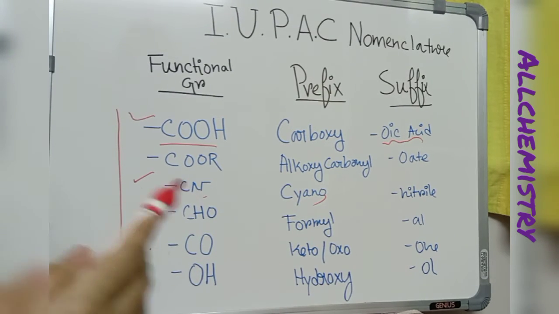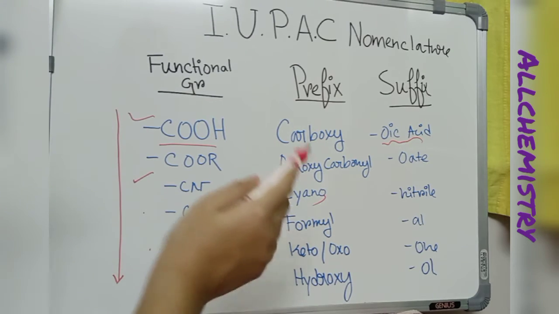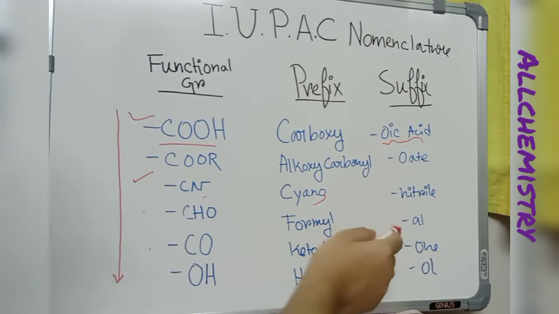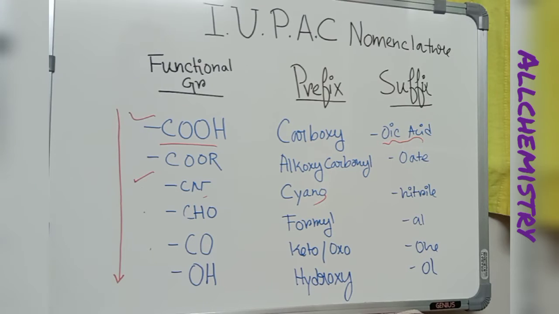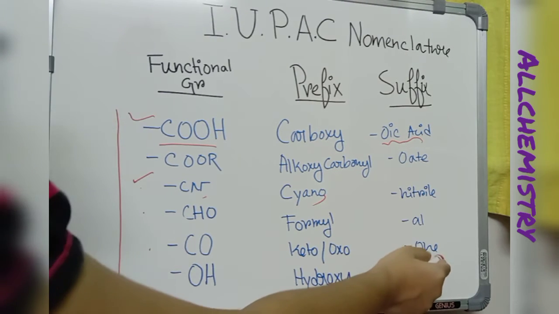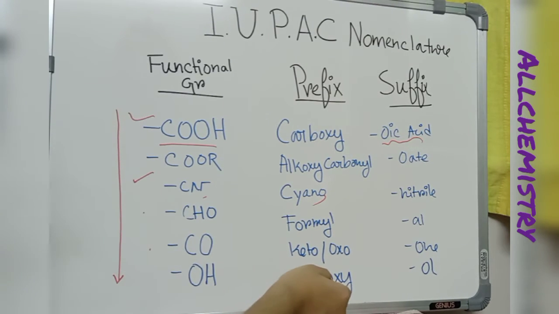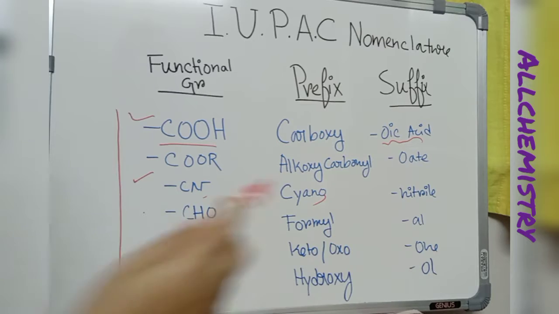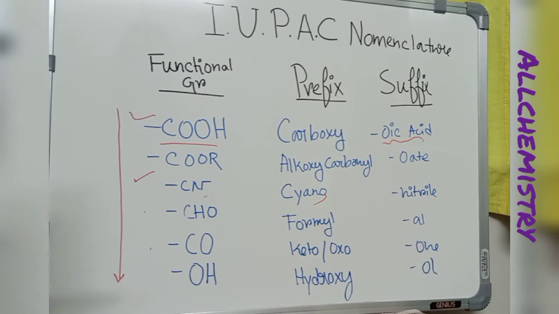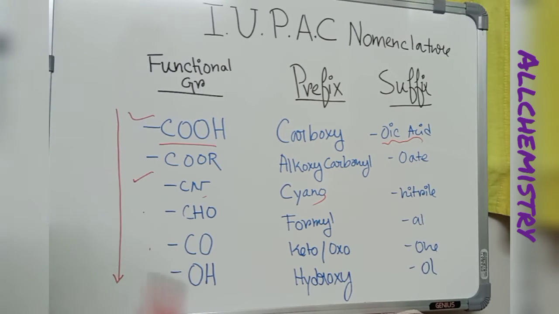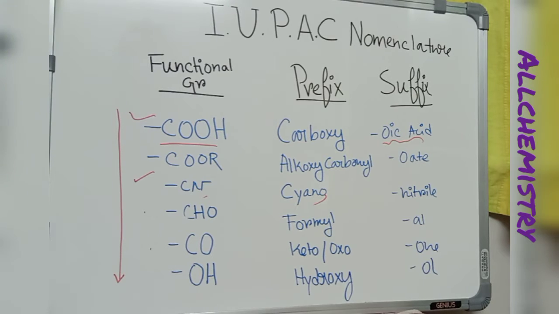For CHO, the aldehyde group, the prefix is formyl and the suffix is al. For the keto group, the prefix is keto or oxo, and the suffix is one. For OH, the prefix is hydroxy and the suffix is ol. Now, applying these priority groups and prefix and suffix terms, we will give examples and do nomenclature.